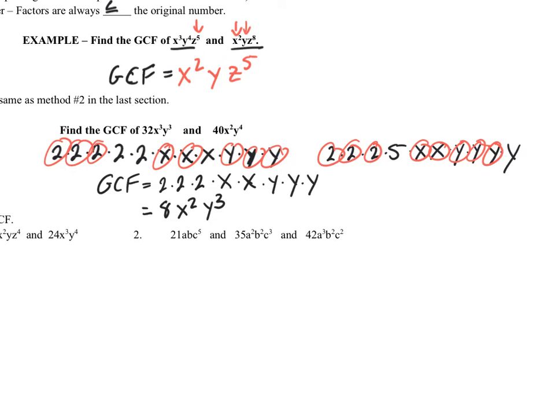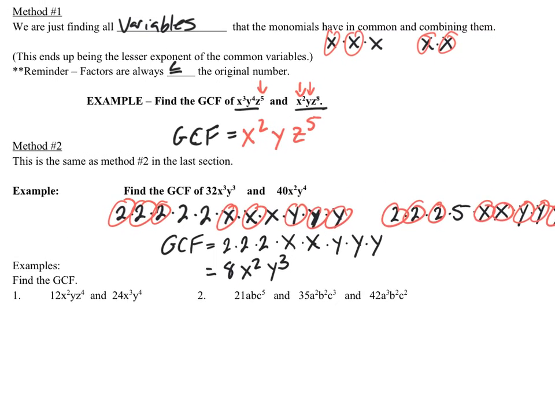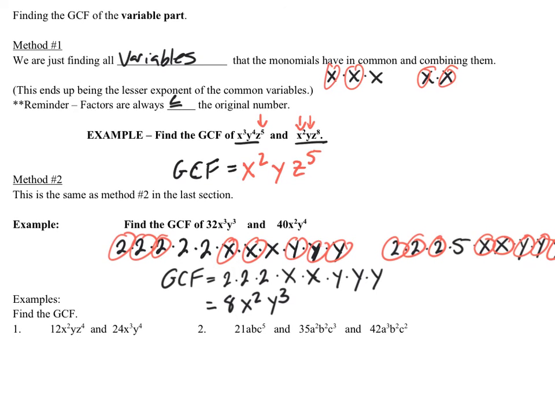So you can see this takes a little bit more time than the other method because we have to factor, expand it all out, find our common factors, and then condense it back after multiplying. I'm going to be going with method 1 when I do my examples, but if you're more comfortable with method 2, feel free to use that.